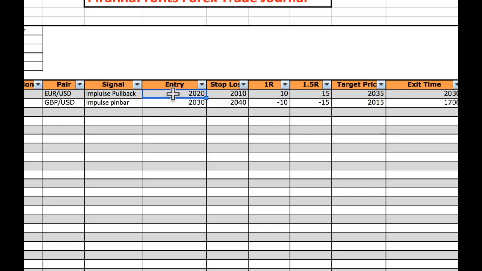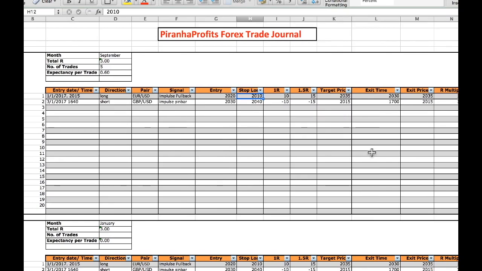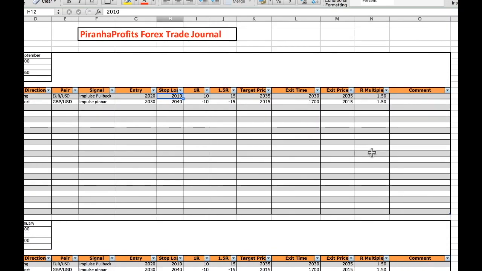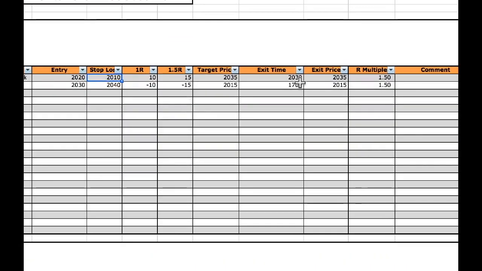So entry price, stop loss. You key this in, and automatically this would calculate 10, which is this minus this. And automatically, it will multiply by 1.5 to give you 15. And it calculates automatically your target price, which is 2035. Okay? Once you exit the trade, either at a stop loss or profit target, write down the time of exit and the exit price. So if it's a win, it'll be 1.5. If it's a loss, it'll be -1.